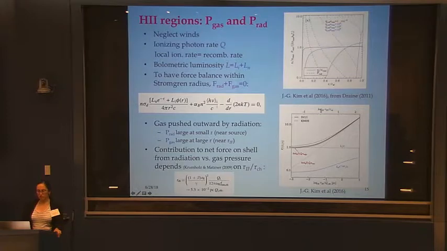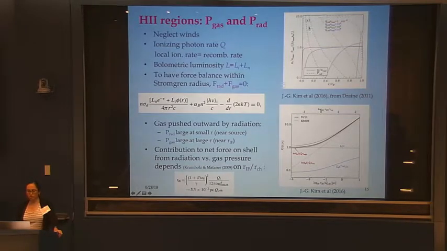This is the equation that you have. Basically, you want the radiation force plus the gas pressure force to be everywhere 0. This first term here is the force on dust from both non-ionizing and ionizing photons. The second term is the force from ionizing photons being absorbed. And then this term is the gas pressure gradient force.